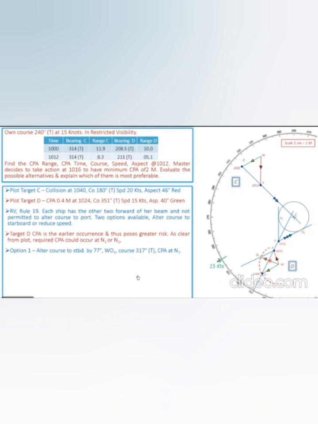Now we align our parallel ruler or set square or sliding ruler to W Oscar 1 and measure this course using the plotting sheet as a compass rose. We measure the course and this comes to a course of 317 degrees true. So if ownership alters course to 317 degrees true, initial course is 240, so that's an alteration of 77 degrees to starboard. If our ship alters course to 317 degrees true, effective at 1016, the target will have a CPA of 2 nautical miles at point November 1. So let me know your doubts up to here, beta.